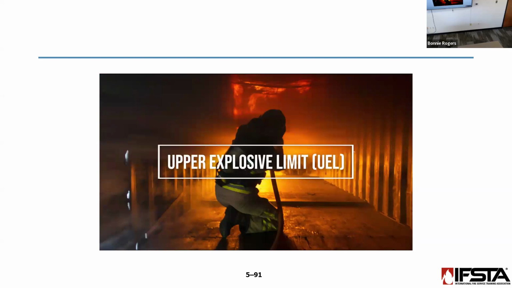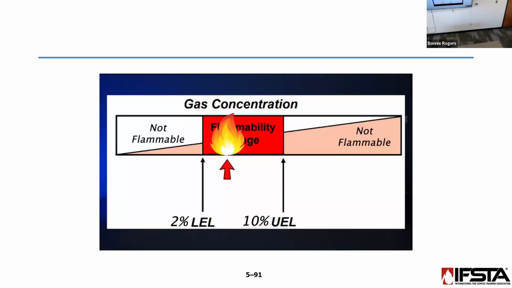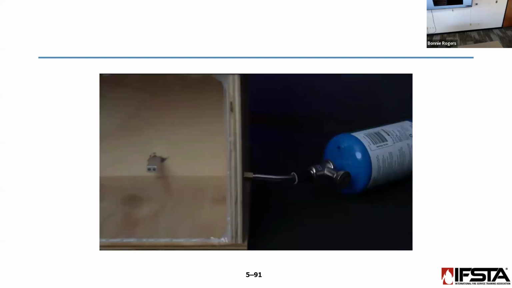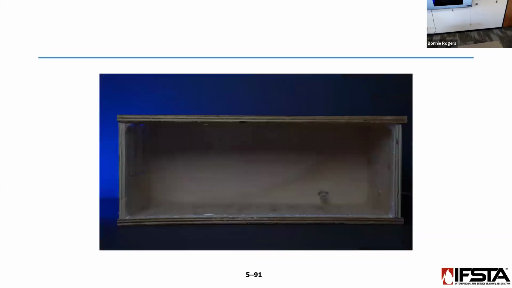So now that we've seen our lower explosive limit, we can have a look at the upper explosive limit. The upper explosive limit is when we've saturated our atmosphere with so much fuel that it's no longer flammable, because there isn't enough oxygen available to sustain combustion. To demonstrate that, we're going to put a lot more propane into the atmosphere this time around. That's going to really saturate the available oxygen inside the box and restrict the combustion that can take place.